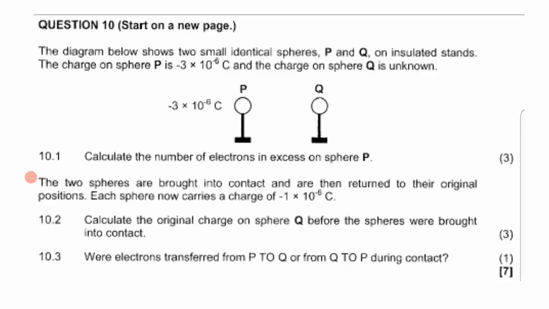Now 10.3 says were electrons transferred from P to Q or from Q to P, right? So now looking at this, the charge that we have on sphere Q is 1 times 10 to the exponent of -6 coulomb, and we can see that it is positive. So we know that the electrons will flow from the one that has an excess of electrons to the one that is deficient. The answer here is from P to Q.